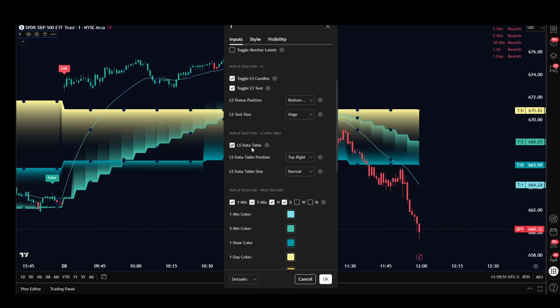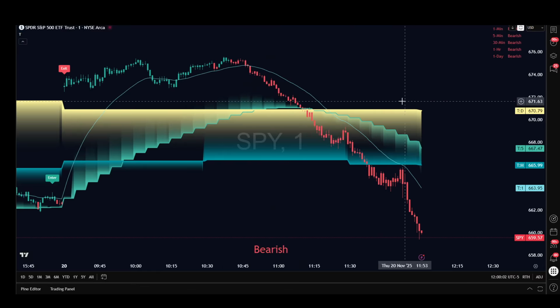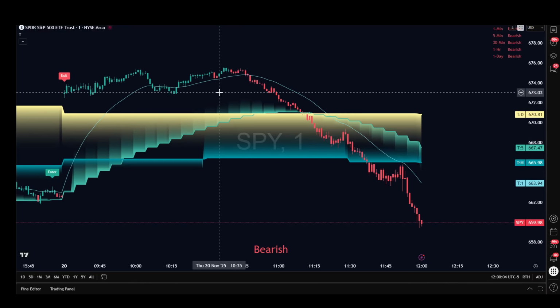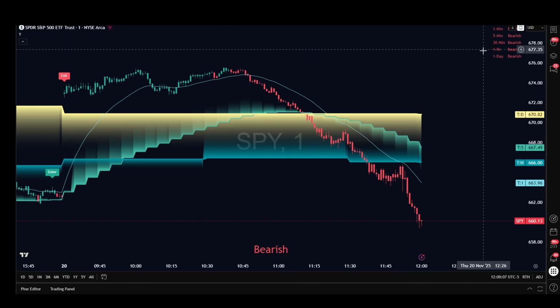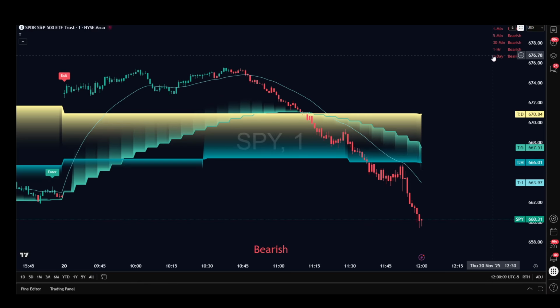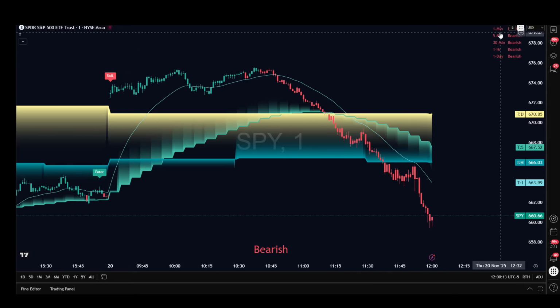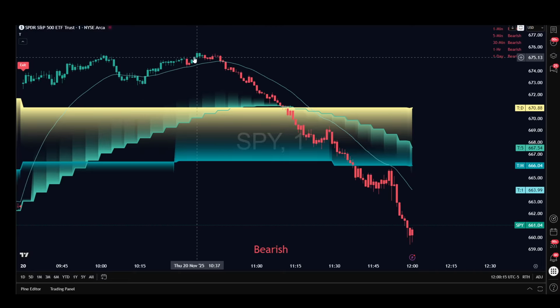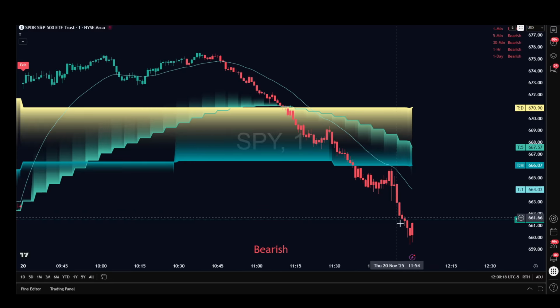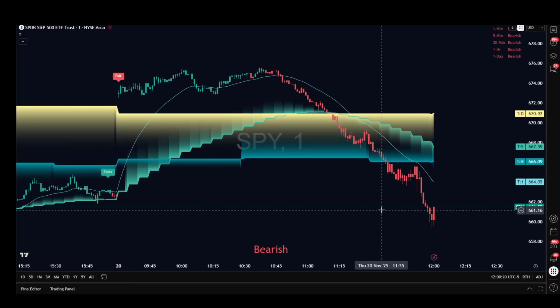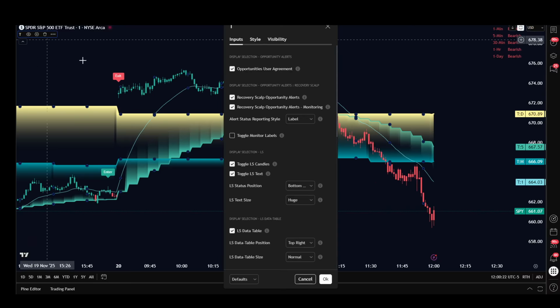Now the data table, the liquidity status data table, right now I have mine in the top right. This shows me on the 1 minute, the 5 minute, the 30 minute, the 1 hour, and the 1 day if things are bearish or bullish. And this helps me be able to confidently stay in a trade because right now liquidity is printing bearish candles on every time frame. So I know that things are likely to go down until there are some improvements in liquidity here. And today I could have hopped in a short at 675 and caught a $15 move to the downside on SPY.